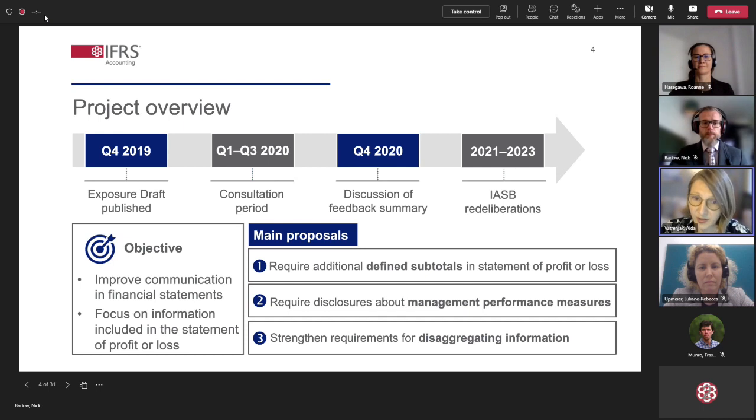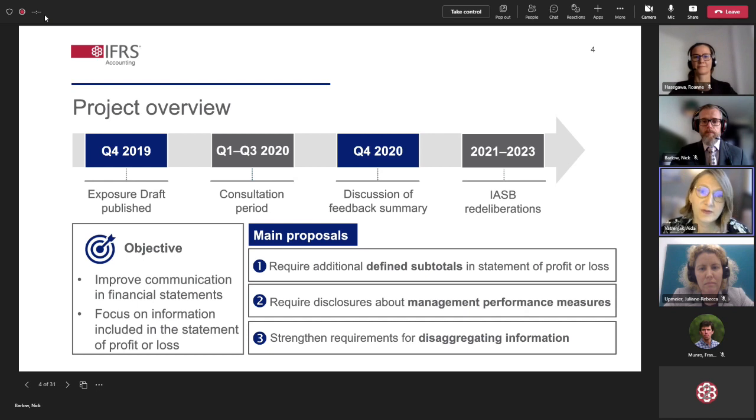There are three main parts to the project. You can see here on the right-hand side, first, additional required defined subtotals in the statement of profit or loss, which Roanne is going to run us through shortly. Second, disclosures about management performance measures, which Nick will walk us through. And thirdly, a series of requirements intended to improve the segregation of information in the financial statements, which Juliana is going to walk us through.